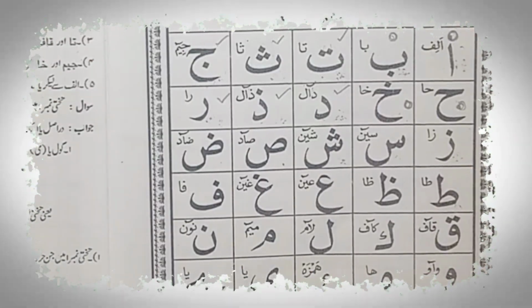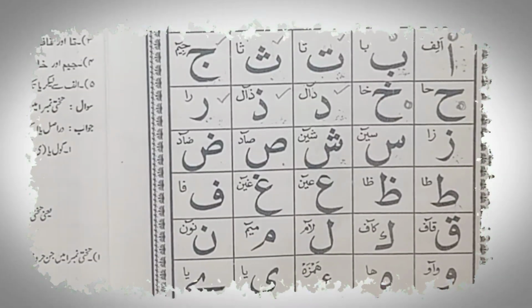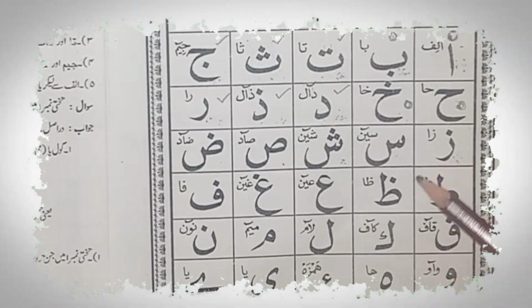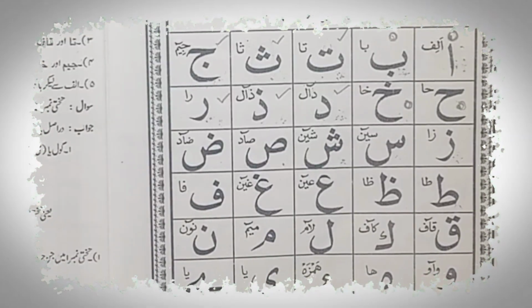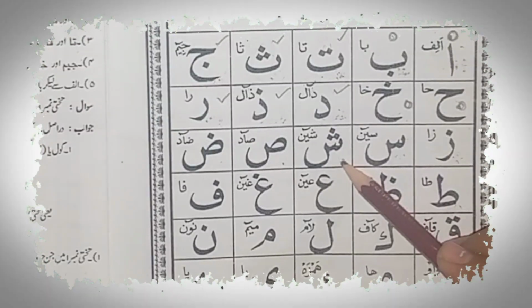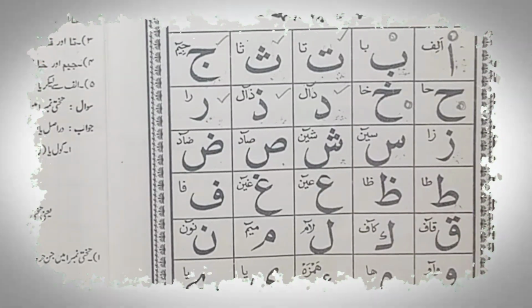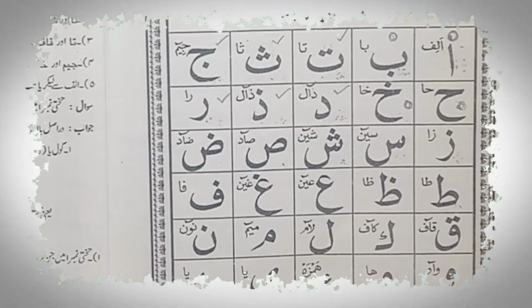In za, near the lower teeth. Tongue near the lower teeth. In sin also near the lower teeth but without touching. Sin. Then sheen. Sheen is pronounced from the middle of the tongue touching the roof of the mouth.